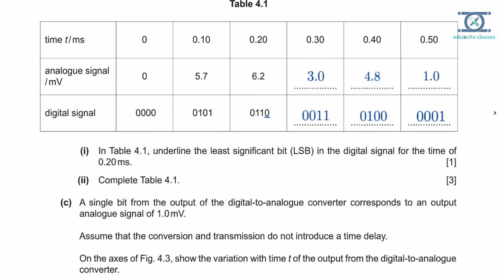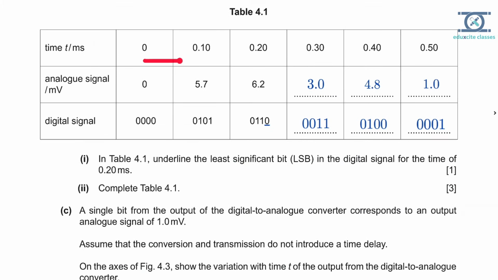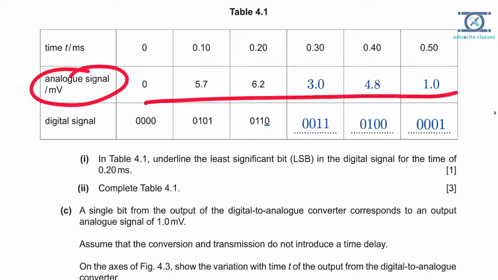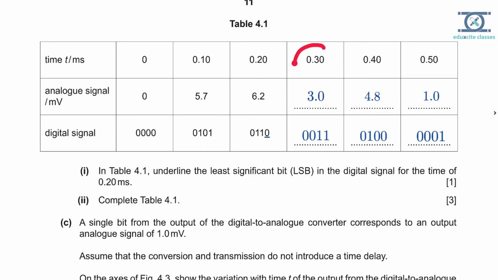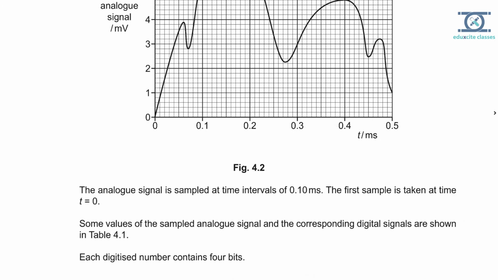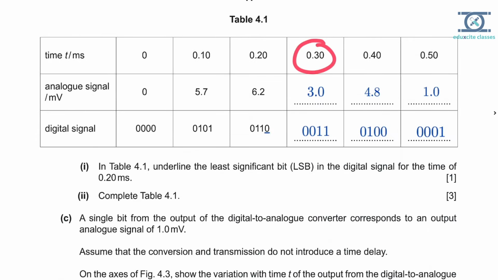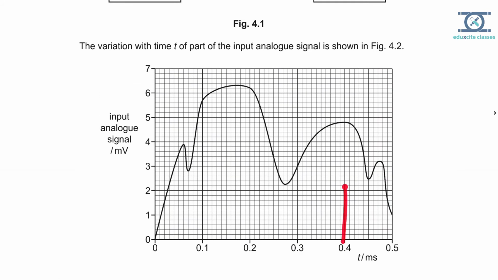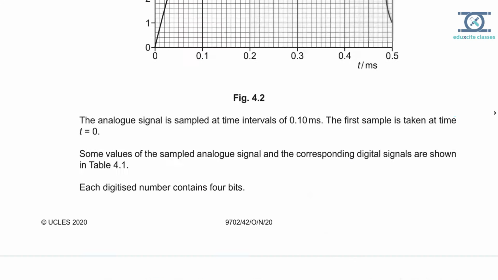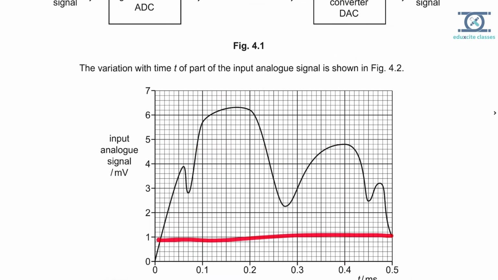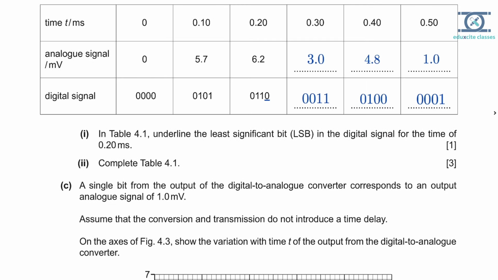Now consider this table 4.1. These are the values on the x-axis, these are the values on the y-axis. So you can just match up the values. At 0.3 millisecond the answer is 3. So 3 millivolt, it is already in millivolts, so I have written 3.0. At the next, 0.4, you can check, it is 4.8, and at 0.5 it is 1. So I have completed the analog signal column.